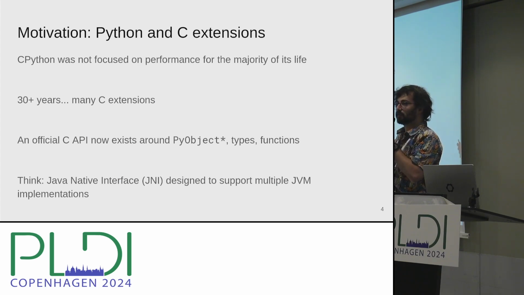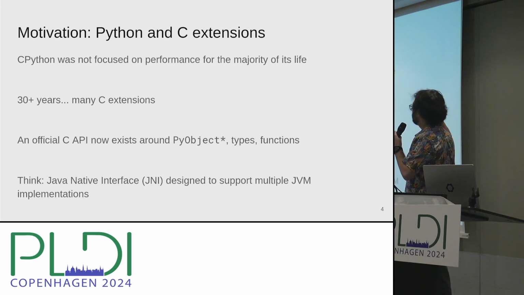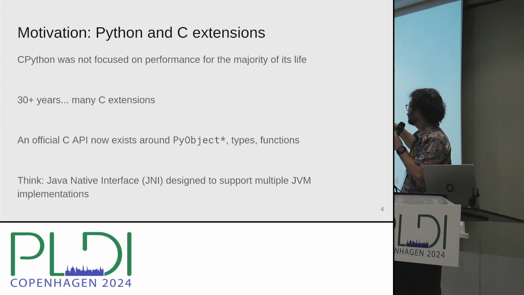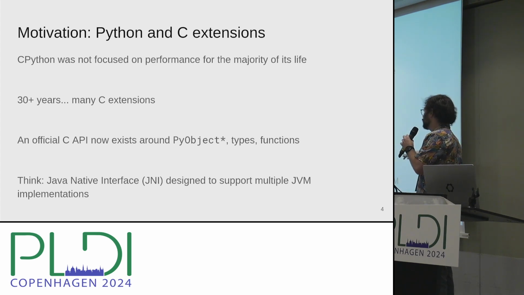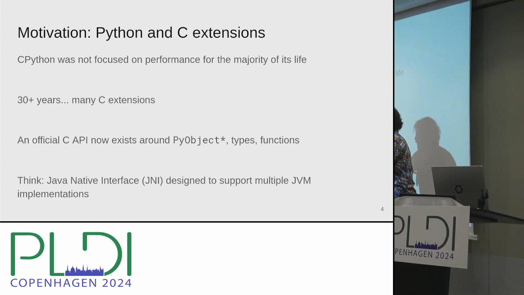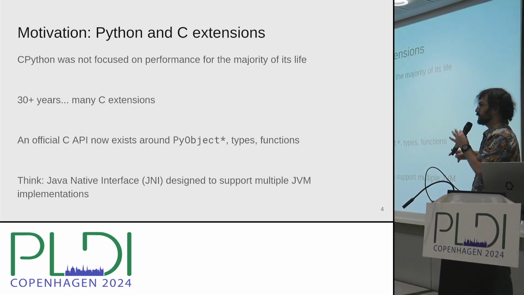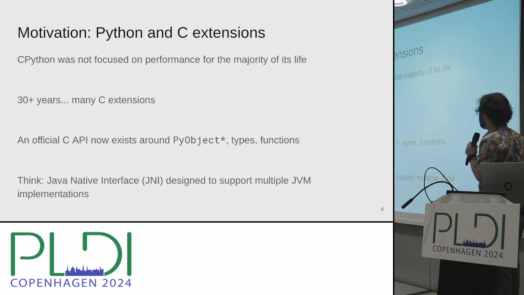Because CPython was not designed for performance, the call for performance came, and the developers' answer was, oh, just write a C extension for the hotspot of your program. So over the course of 30 years, you get a bunch of C extensions to Python, and then eventually at some point it was realized in this official C API. So you have this PyObject star type, you have a bunch of other types like PyLongObject, you have a bunch of official functions, and that's the C API. When I talk about the C API for Python, it's this. And we'll see more about that in a second.